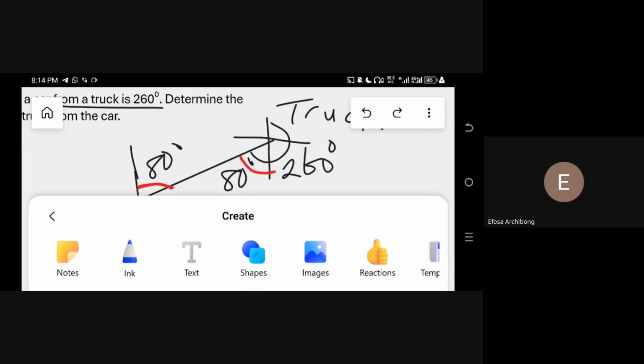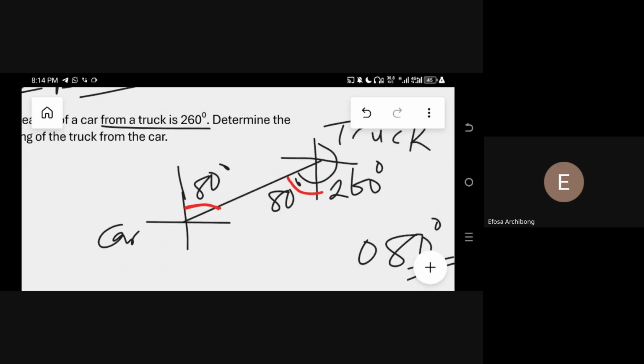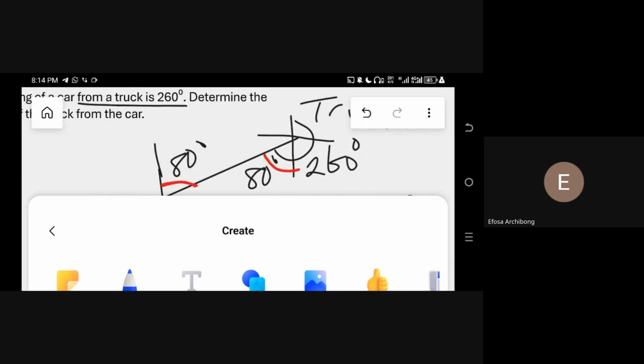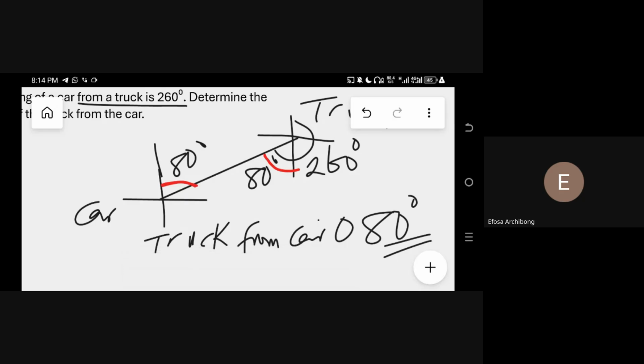And if it is the same 80 that we have, then your answer is, remember, 3 digits. You don't write exactly 80. You say 080 degrees. That will be the bearing of the truck from the car. 080 degrees, truck from car. So the bearing of the truck from the car is 080 degrees.